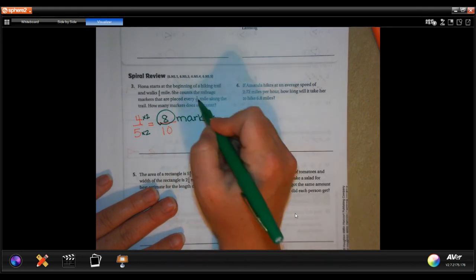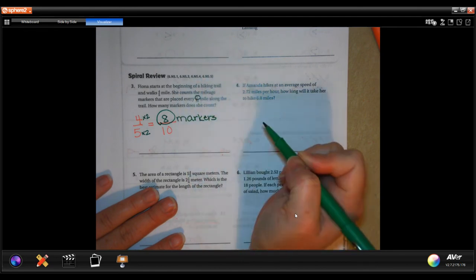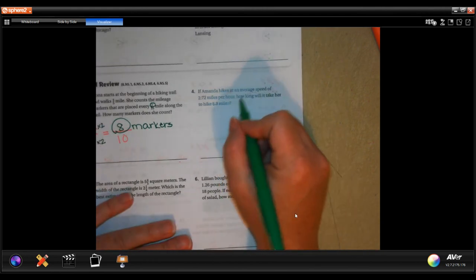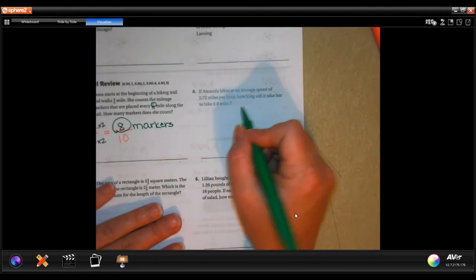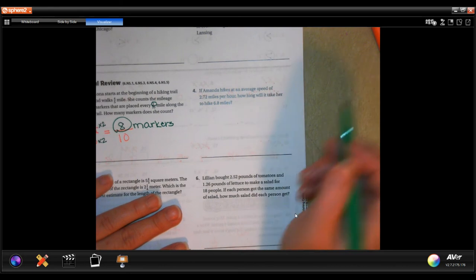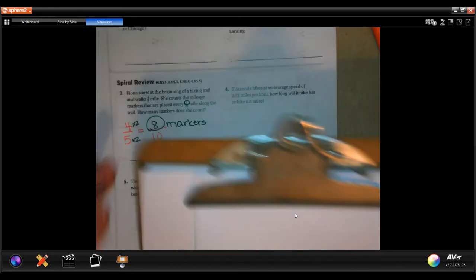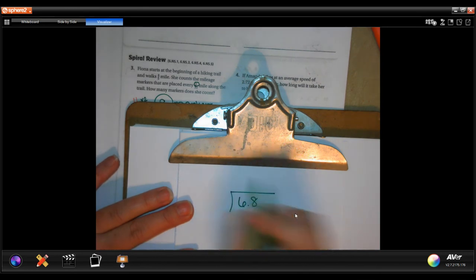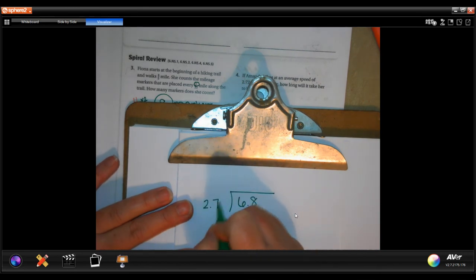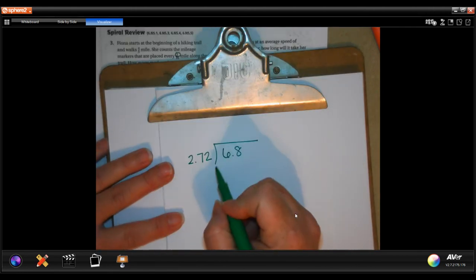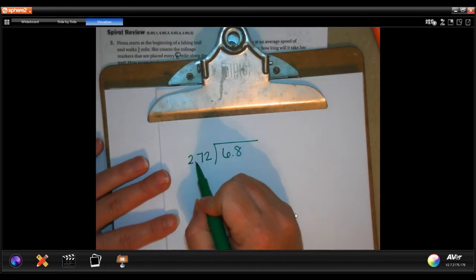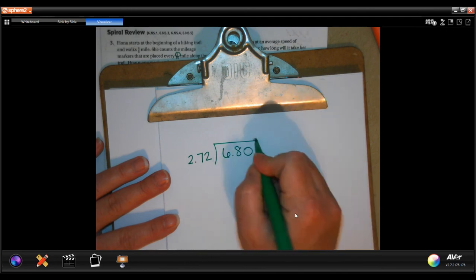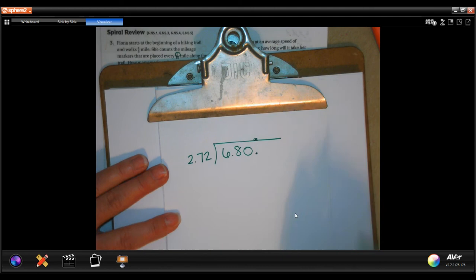Okay, 8 over 10. Every 1/10, there's 8 of them. If Amanda hikes at an average speed of 2.72 miles per hour, how long will it take her to hike 6.8 miles? Well, scrap paper: 6.8 divided by 2.72, except you cannot have a decimal outside. So we need to put a 0 there and lift that up. I don't know if we'll have to go further or not.